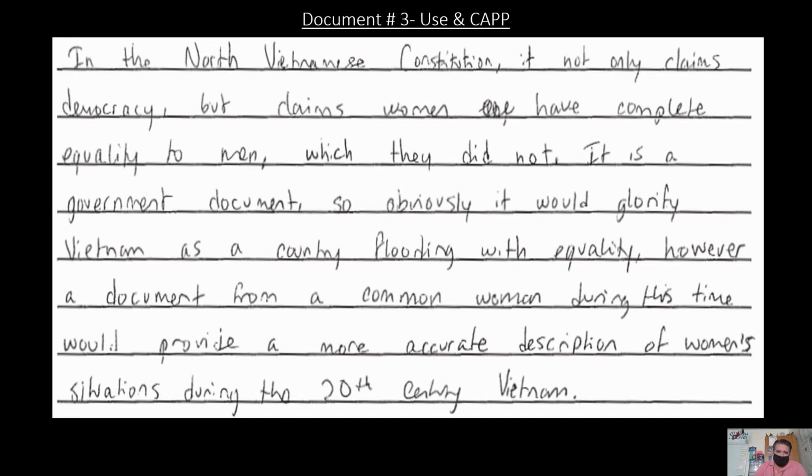It is a government document, so obviously it would glorify Vietnam as a country flooding with equality. However, a document from a common woman during this time would provide a more accurate description of women's situations during the 20th century Vietnam. It comes from the government, therefore it is biased. We have no way of verifying that. We don't know, but it shows that you're thinking about the process.